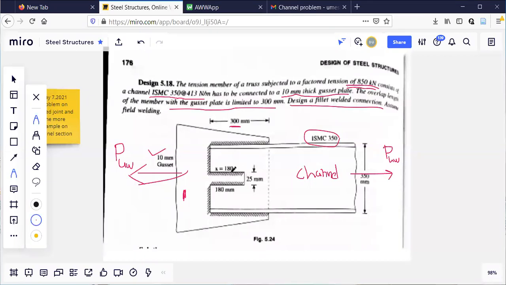You cut this member, you cut this ISMC channel section like this. Again you are getting additional length of the weld, so that the total length is adjusted without crossing the overlap limit of 300 mm. If the length is 300 here, 300. If the length was 600, no need to cut this one.